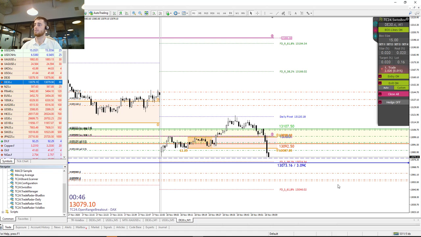We'll wait for this breakout down here, and we've already passed our first take profit, and we'll just wait for the next push down, and we should hit our new take profit. A couple points away there due to the spread.